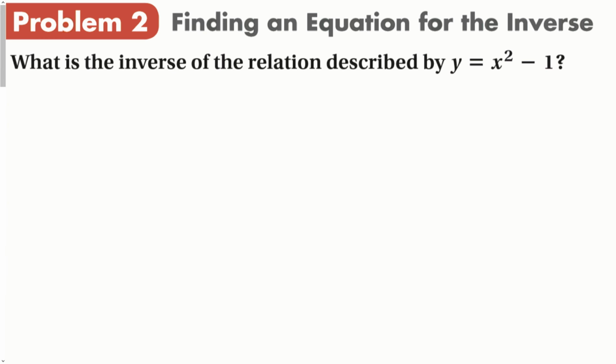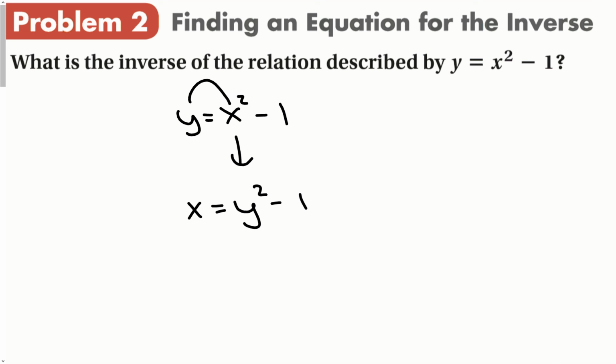Okay, so, my switch and solve strategy. First step said, if you have f of x, change it to y. I don't, I already have a y. So my equation is simply y equals x squared minus 1. Now, with this strategy, what we do is we take the y, I change it to an x. I take the x, I change it to a y. I don't change the squared, I don't change the -1. All I literally do is take those two and switch them.